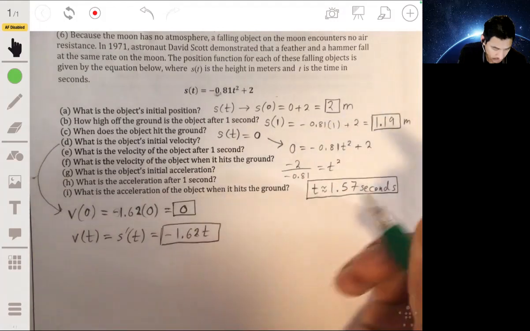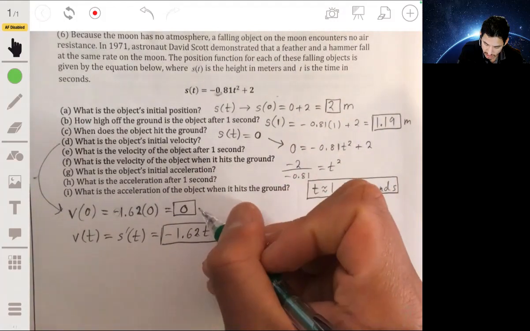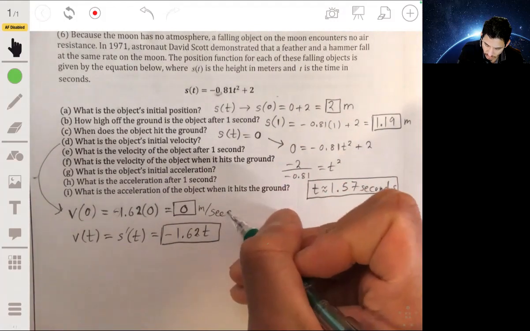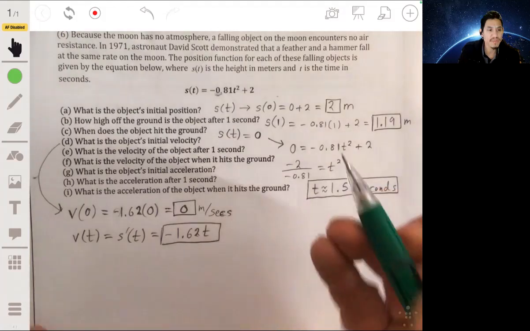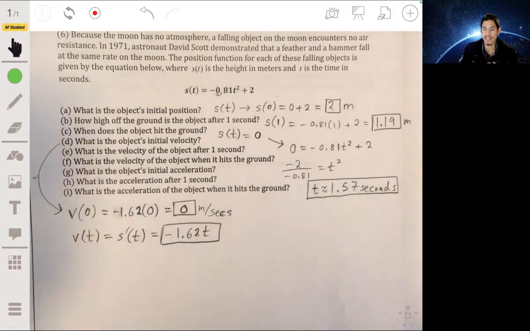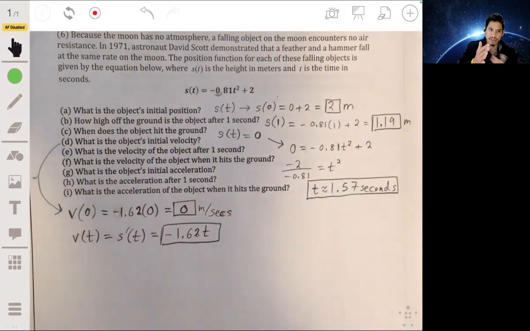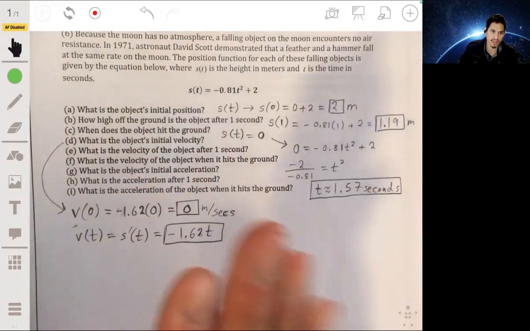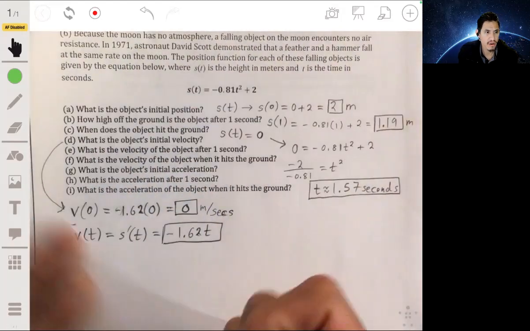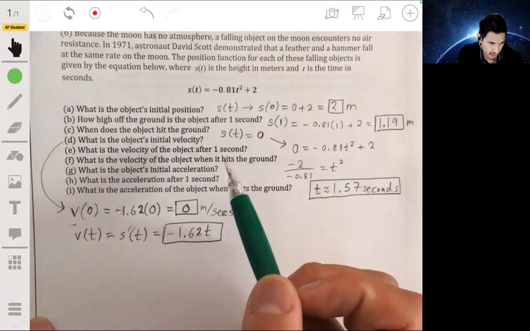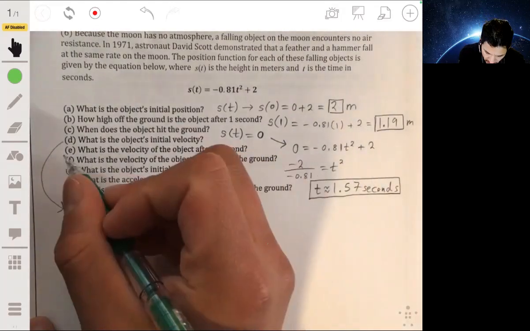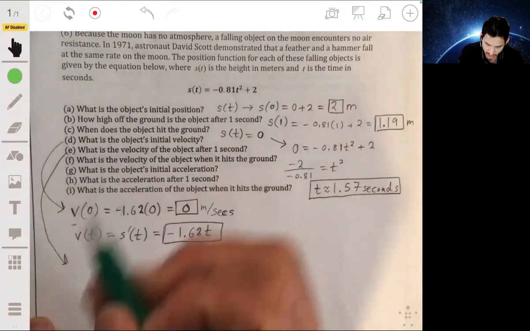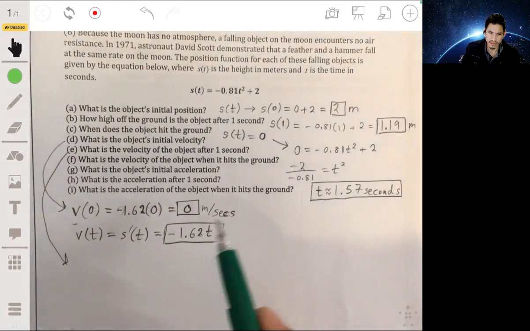So it's 0. It's going 0 meters per second, which means that it starts at a standstill. It's not in motion when we start measuring its position. So the velocity is 0 at the beginning. Now, what is the velocity when it hits the ground? Okay, so that's different.